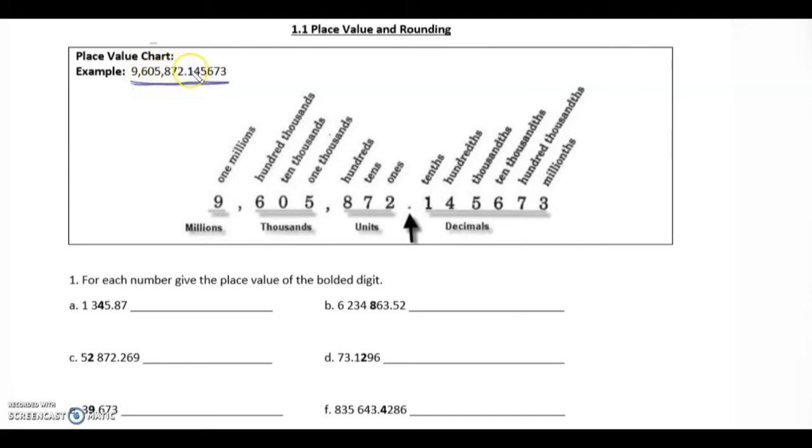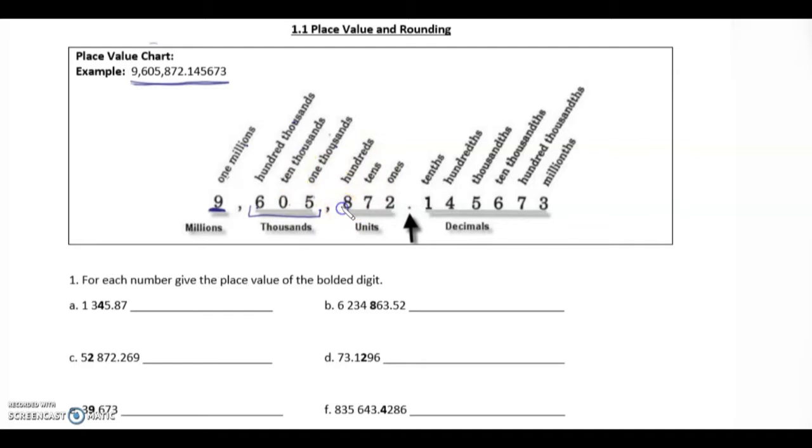9,605,872 decimal 145,673. So when we write this out, the 9 is in the millions place. So there's like 9 1,000,000s. The 6 is in the hundred thousands, 0 ten thousands, 5 thousands. So this is like 605 thousands.